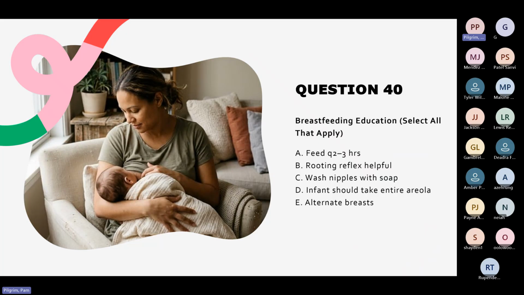Breastfeeding education, select all that apply. Which things would you teach to a breastfeeding mom? Which things would you teach to a breastfeeding mom? Okay. The answer is A, B, D, and E.